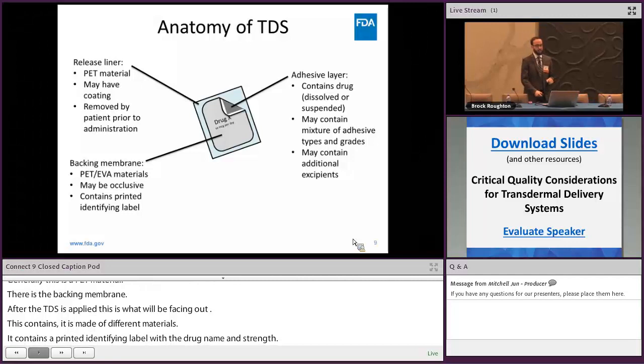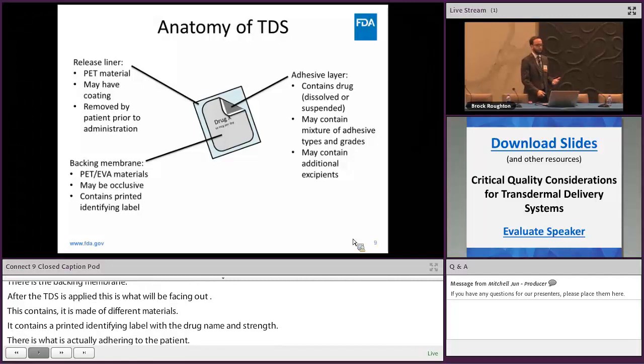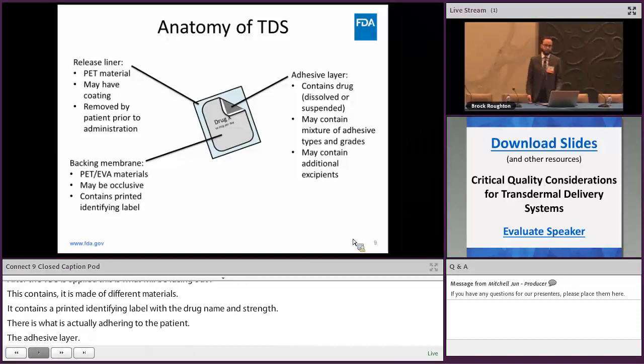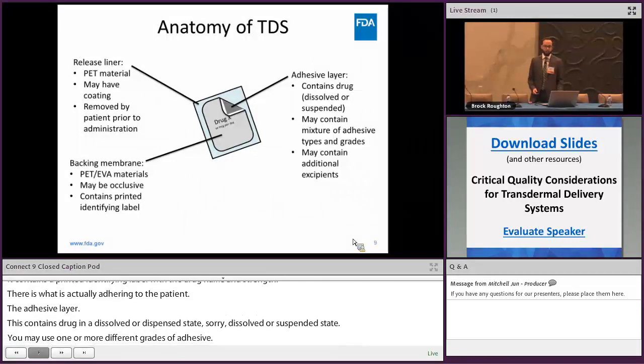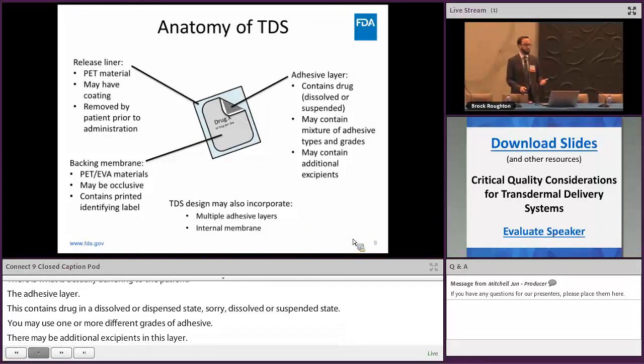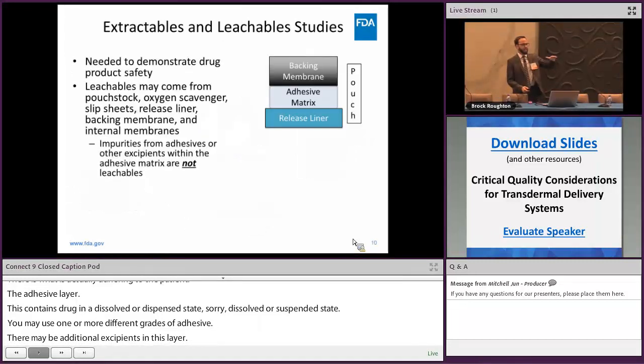This contains drug either in a dissolved or suspended state. There may be different types of adhesives. You may use one or more different grades. And there may be additional excipients in this layer, such as permeation enhancers. Again, this is just a simple design. Your design may also incorporate multiple adhesive layers or an internal membrane. So let's take that transdermal system and look at it on the side, sort of like a sandwich.